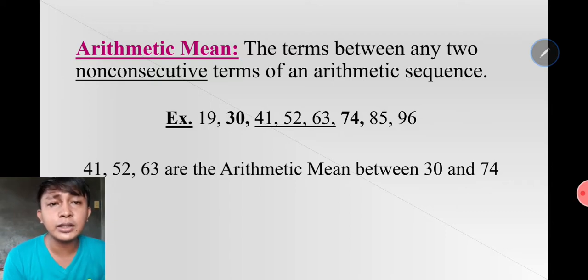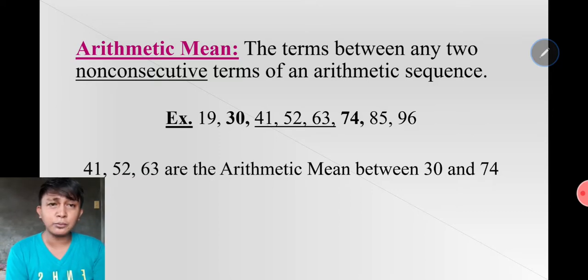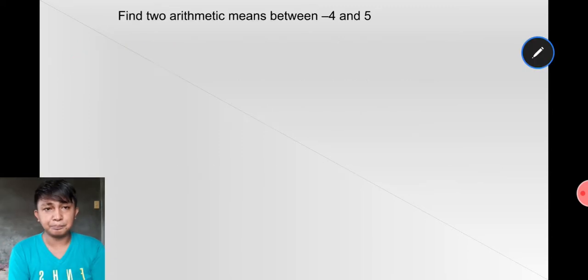So between 30 and 74, we have 41, 52, and 63, which are called the arithmetic means. So 41, 52, 63 are the arithmetic means between 30 and 74. Likewise, ang mga arithmetic means between 19 and 96 are 30, 41, 52, 63, 74, and 85. So ganun lang siya kasimple. Halimbawa, ang arithmetic mean between 74 and 96, we have 85. Yun lang ang ibig sabihin ni arithmetic mean.